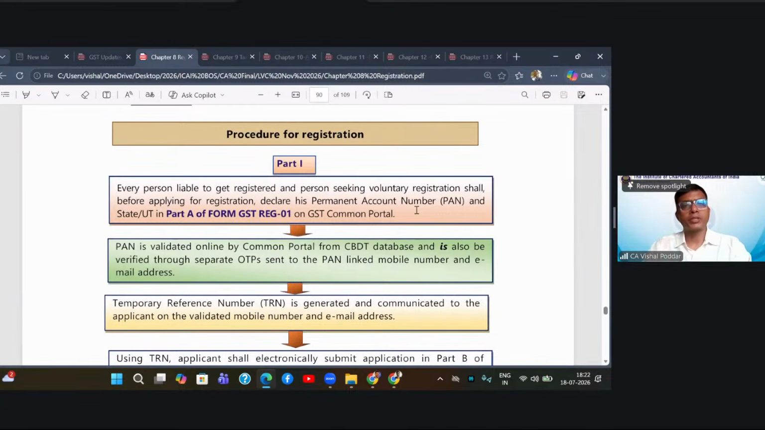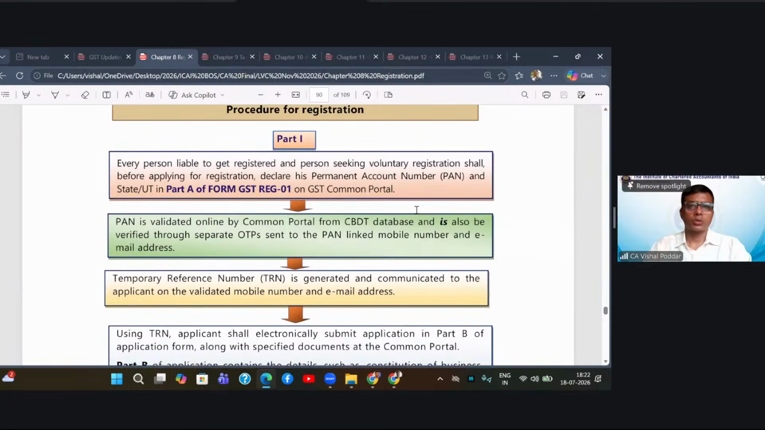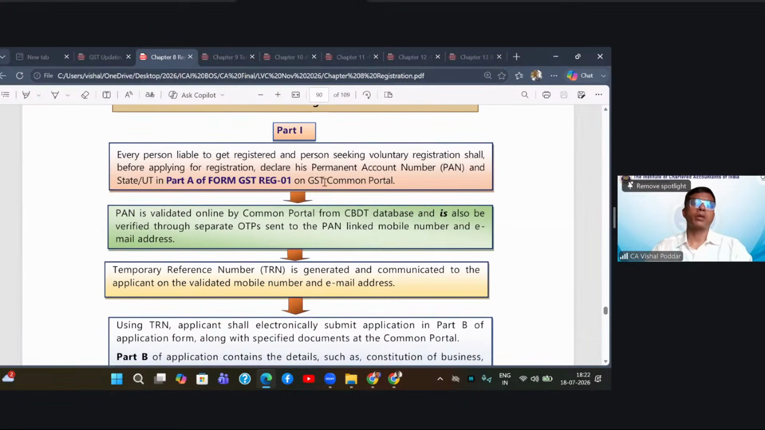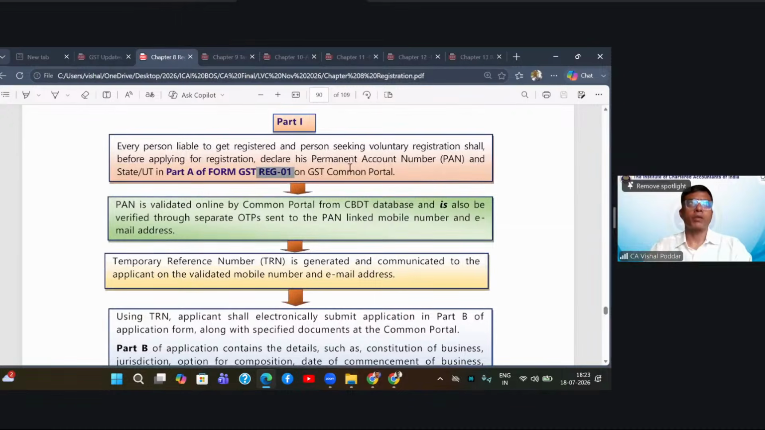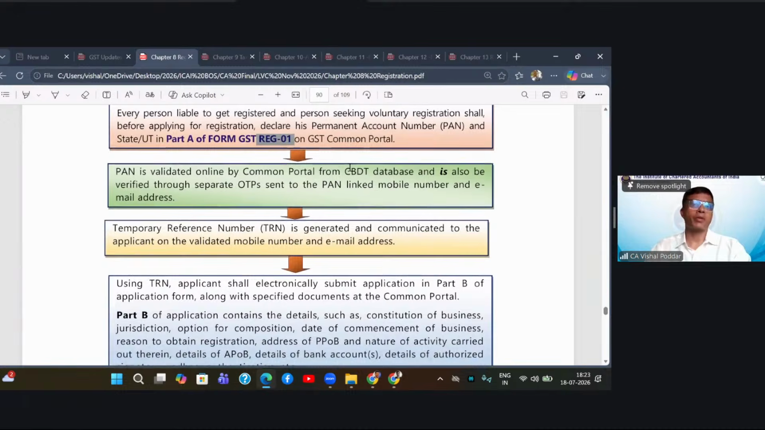Now we come to the step-by-step procedure, how you can take registration. First, whenever you are liable for registration, you have to visit the GST portal. In that, you have to go to the registration section where it is written Register. And in that, you have to first fill the part A of the registration form, which is GST REG-01. Part A only contains your basic details, your PAN number, and then it will ask you for your email ID and your telephone number, so that the OTP verification can be done.